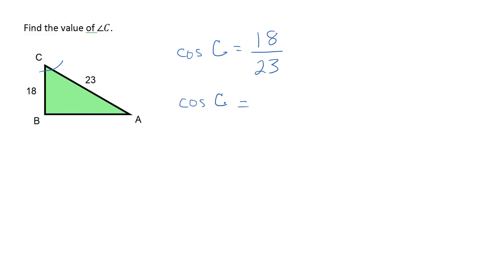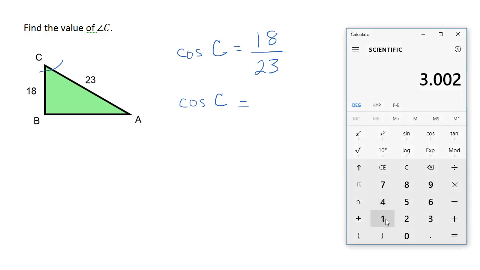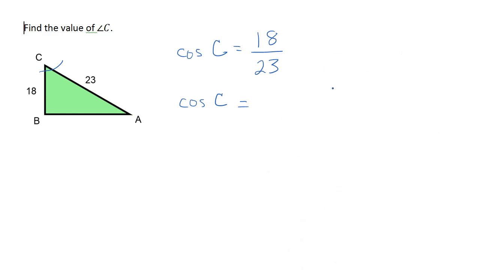So cosine of angle C is going to be adjacent over hypotenuse, but what is 18 divided by 23? Let's plug that in. 18 divided by 23. And that is this long decimal number. I'm going to use the first 4 digits, 0.7826.